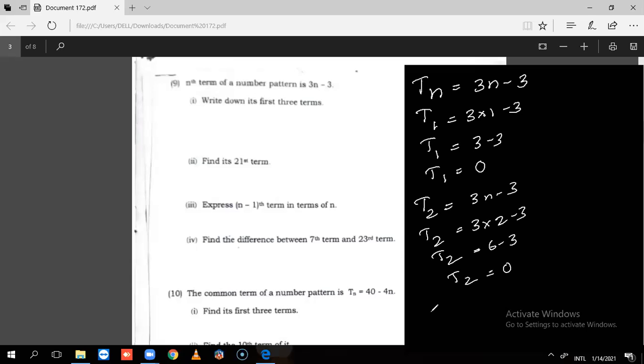Then the first 3 terms are asked for. I just find T3 here. T3 equals 3n minus 3. T3 equals 3 into 3 minus 3. T3 equals 9 minus 3. T3 equals 6. The second one is 3, not 0. So the terms are 0, 3, 6.